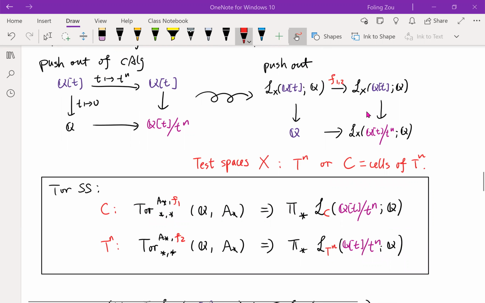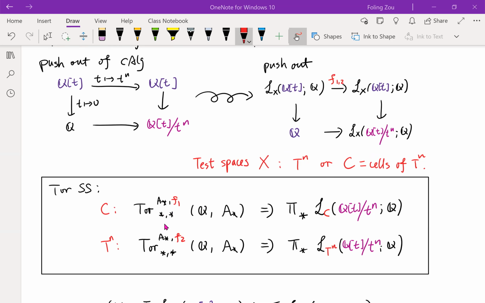So this is a pushout of commutative algebras, which is also a pushout of spectra. So we can have a Tor spectral sequence. For both cases, we have a spectral sequence whose E2 term is Tor of these two, pi star of these two, over pi star of this, converging to pi star of this thing.